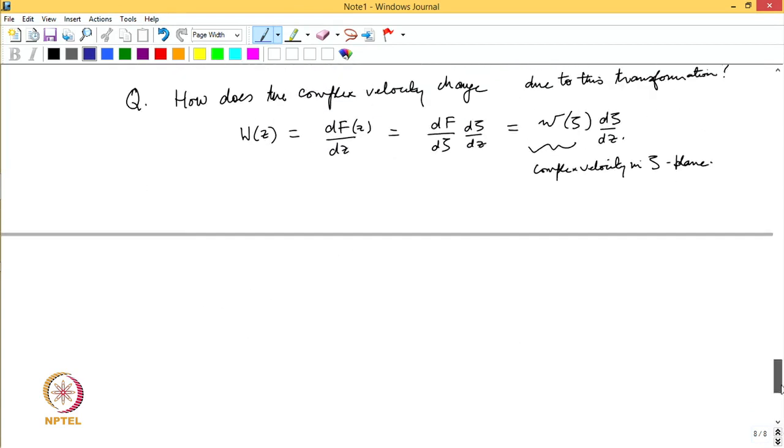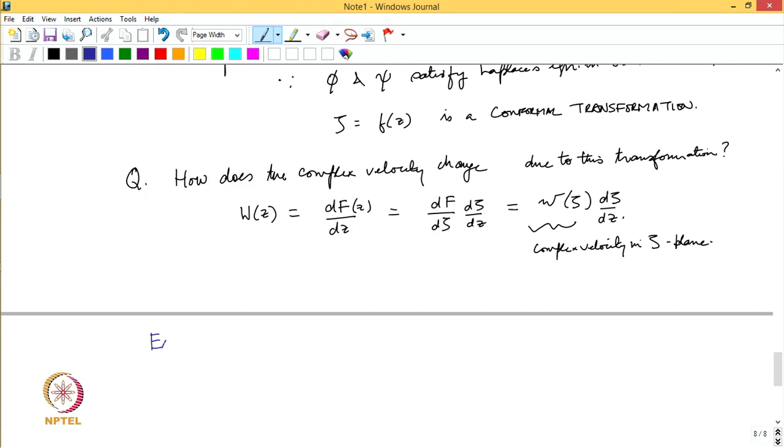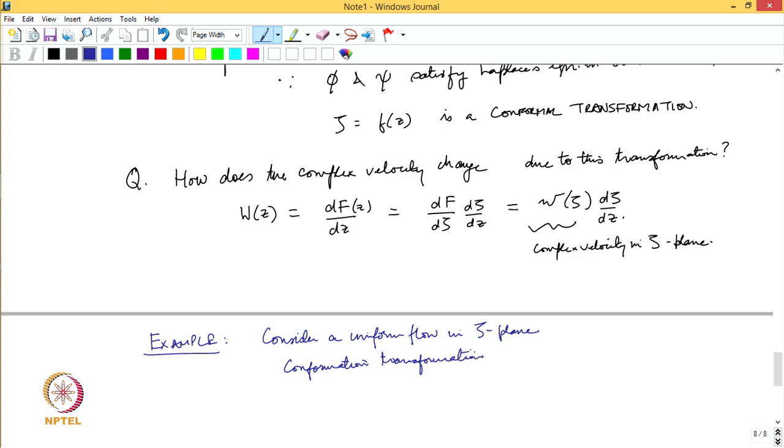And we will take the example of the simplest possible velocity that we have encountered so far in this course. So, consider we have a uniform flow in the zeta plane. And we have a conformal transformation of the following type. So, the transformation is zeta, which is f of z, is z square. Okay. So, we want to calculate now that if you have a uniform flow in zeta plane, what would it look like in the z plane.